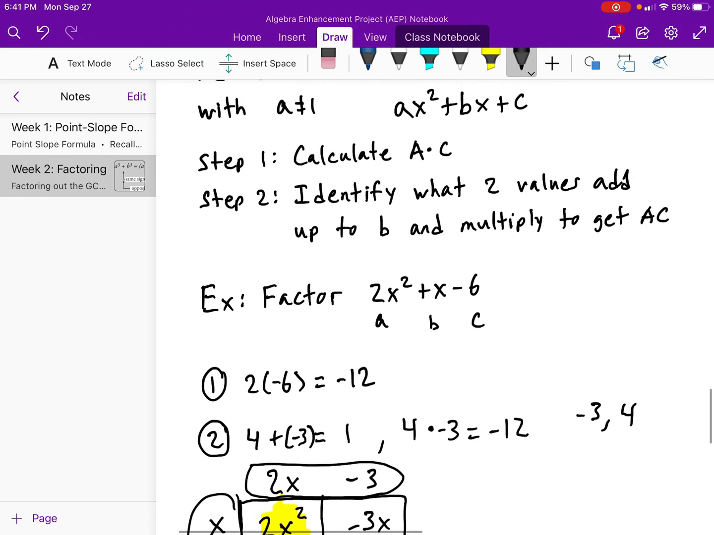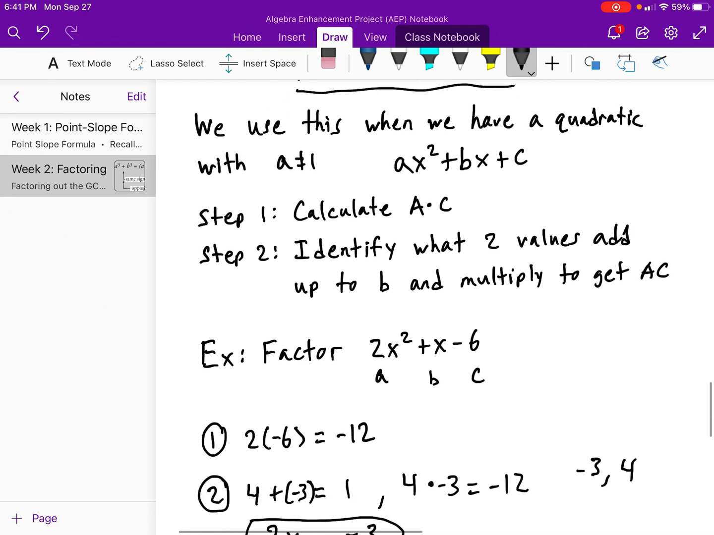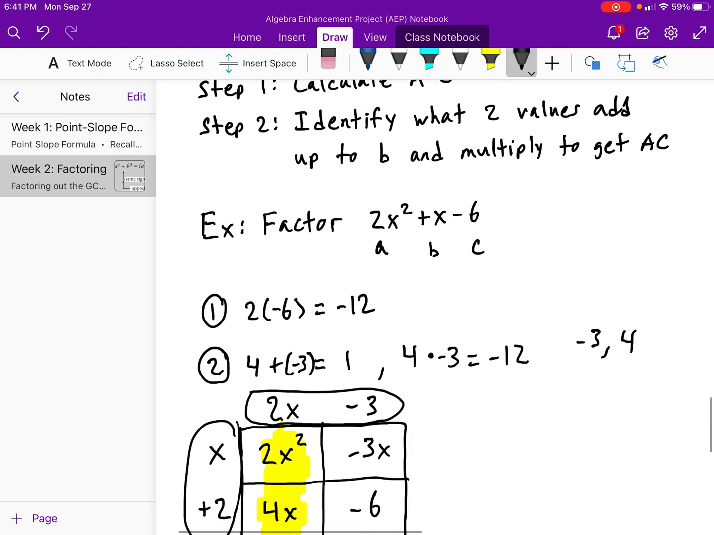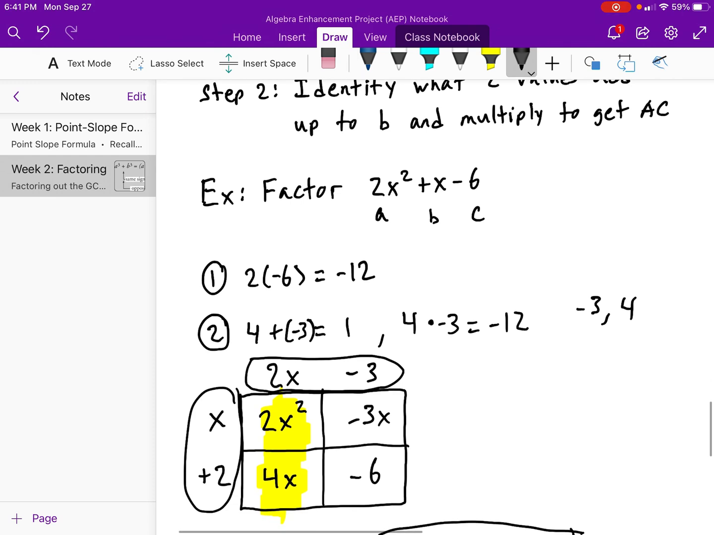So just to go through this one more time, the AC method: you want to use this when you have a quadratic with a not equal to 1. Your first step, calculate a times c. Second step, identify what two values add up to b and multiply to get AC, your number from step 1. When we did that here, 2 times negative 6 is negative 12, and we identified that positive 4 and negative 3 would add up to get b, and also multiply to get our value from step 1.